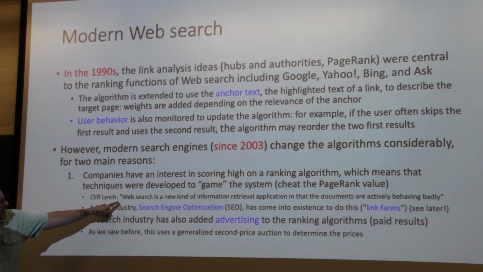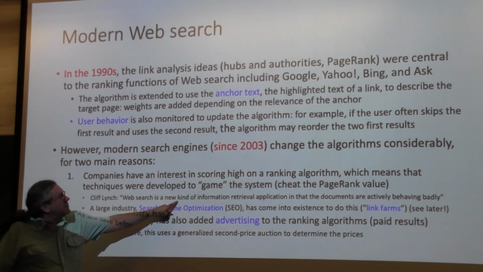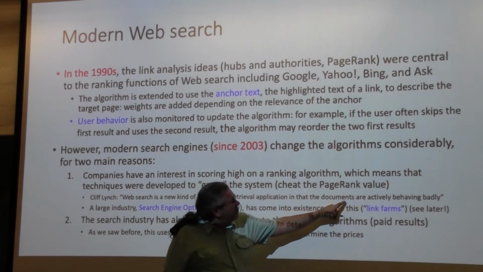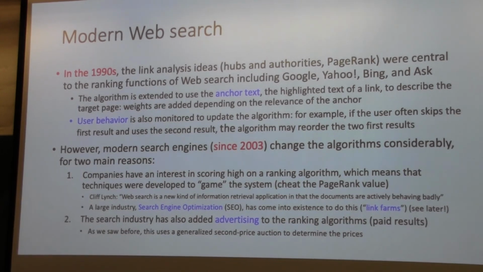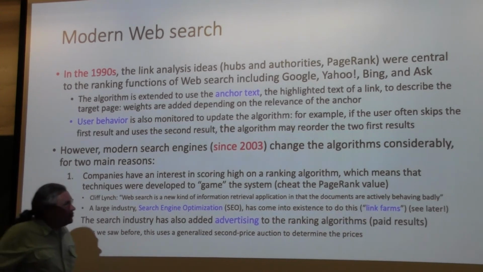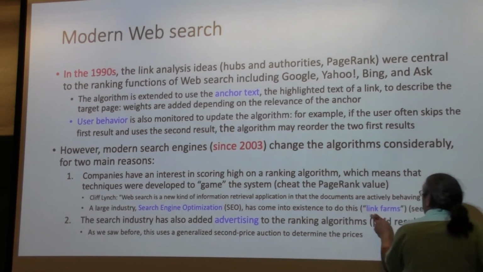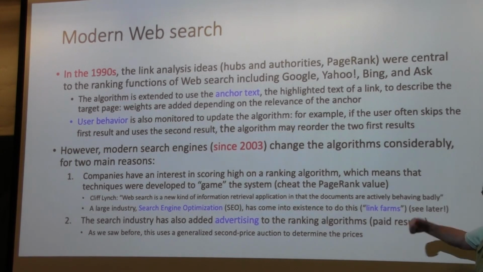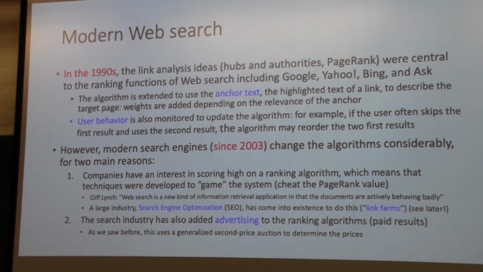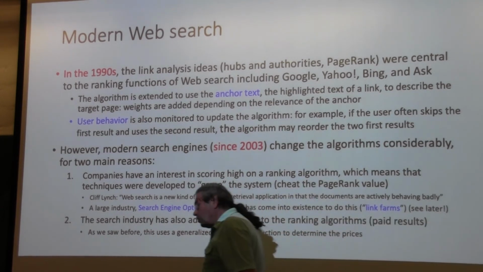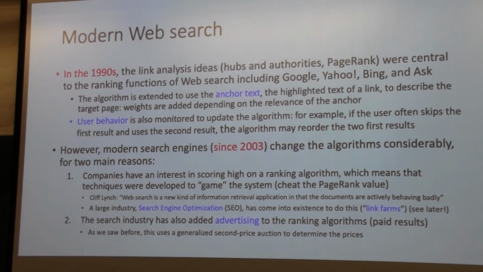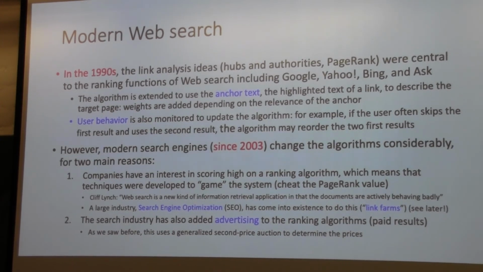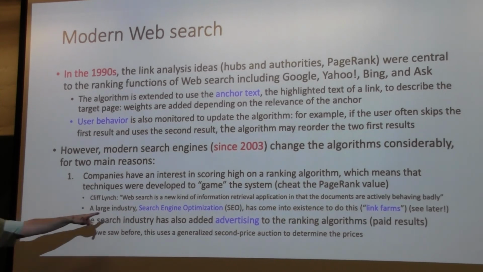There's a nice phrase: web search is information retrieval where the documents are actively behaving badly. So the documents are nasty things. They're trying to get up, and the way to do this is called link farms. I will explain how link farms work in the next lecture, if you want to build your own. But of course, Google was not stupid. They see this, and they have things to counter it. So it's like a fight between these SEO guys and Google.